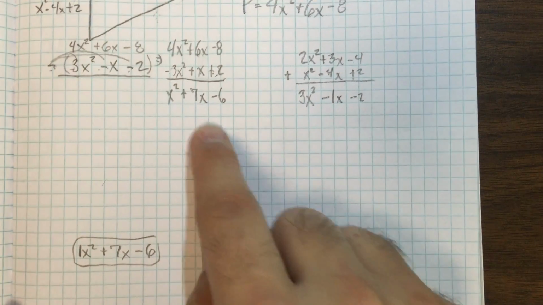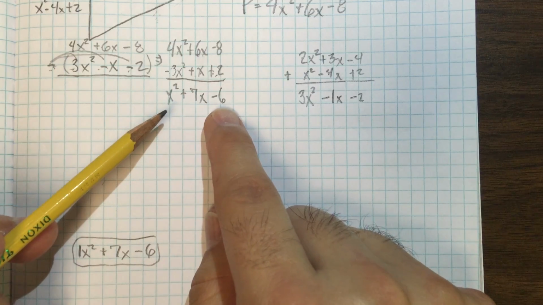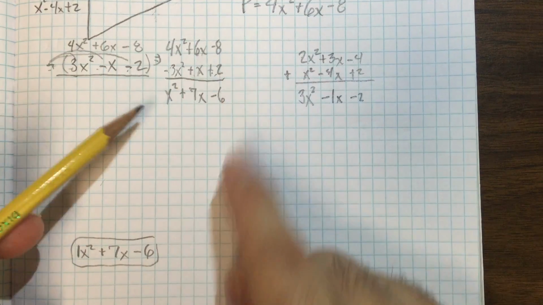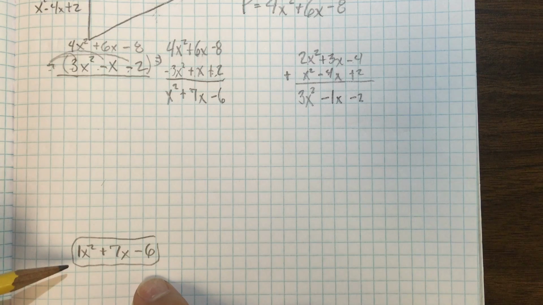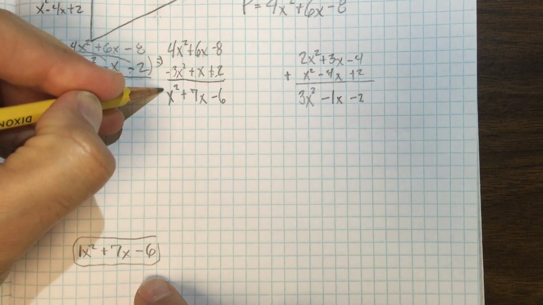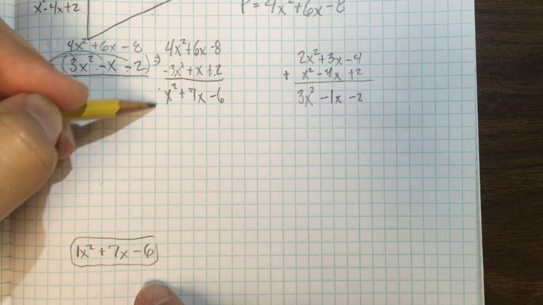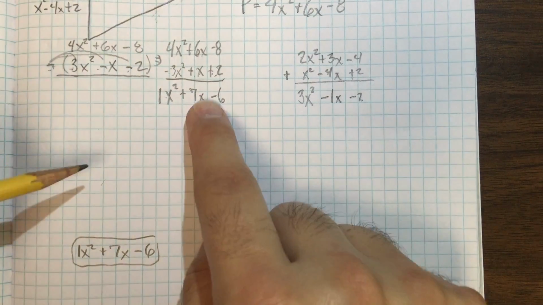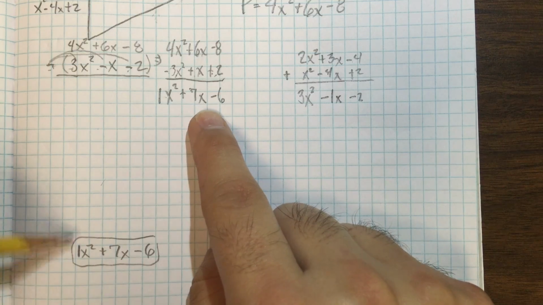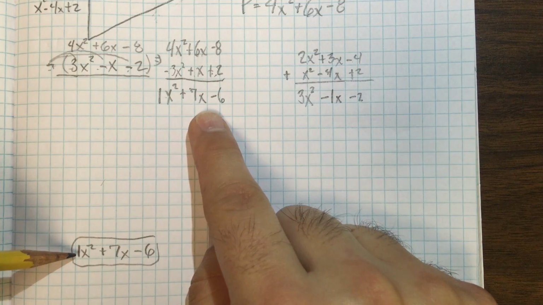And you see that the polynomial that I have as an answer using algebra is the exact same as what I got using Algebra Tiles. This is 1x squared because there's one of them here. The coefficient is 1, even though I didn't write it. So 1x squared plus 7x minus 6.